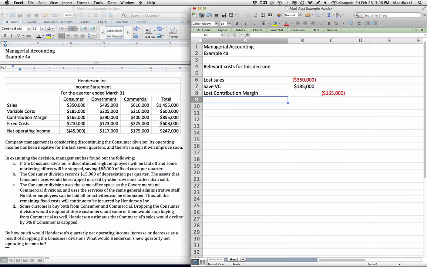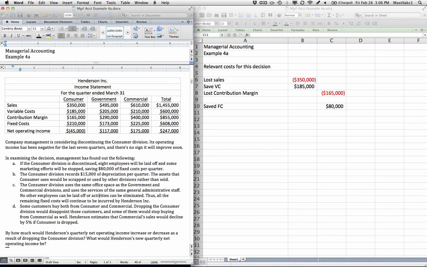That's not all, though. We do get to save some fixed costs. In this case, we're told we're going to save $80,000, so we'll put that in as a positive because income is going to go up because we save that money. The depreciation, we're not going to save that. Like I said, that's a cost we've already incurred. Our accounting system reports that in future periods as we depreciate the asset, but it's a cost we've already incurred. And we're not going to save any of the other expenses that we have with our shared resources, because government and commercial are still going to use those.